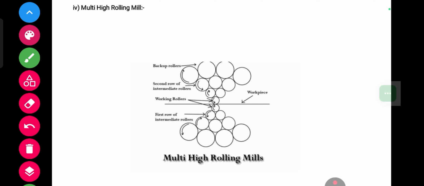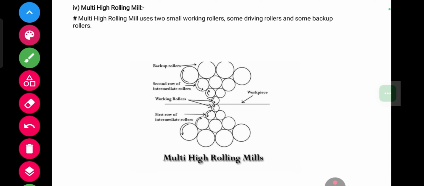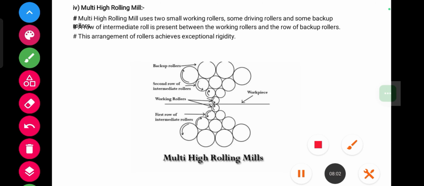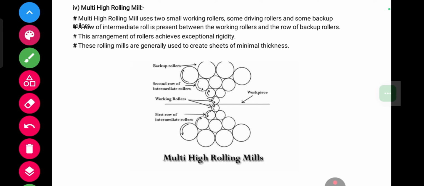Now the fourth one is multi-high rolling mill. Here you can see the diagram of multi-high rolling mill. Multi-high rolling mill uses two small working rollers, some driving rollers. A row of intermediate roll is present between the working rollers and the row of backup rollers. This arrangement of rollers achieves exceptional rigidity. These rolling mills are generally used to create sheets of minimal thickness.